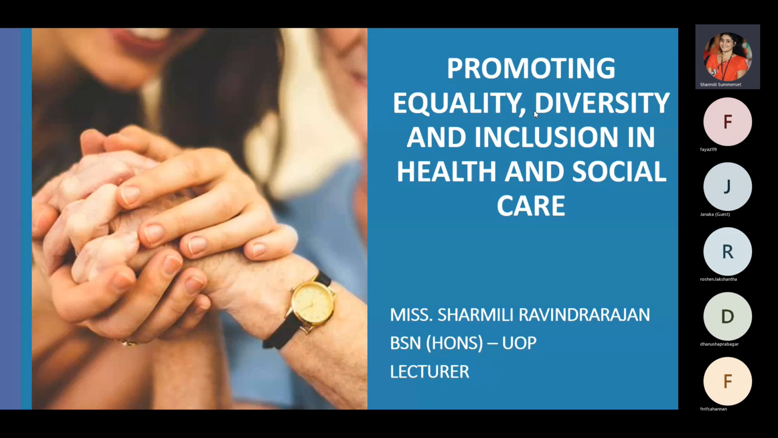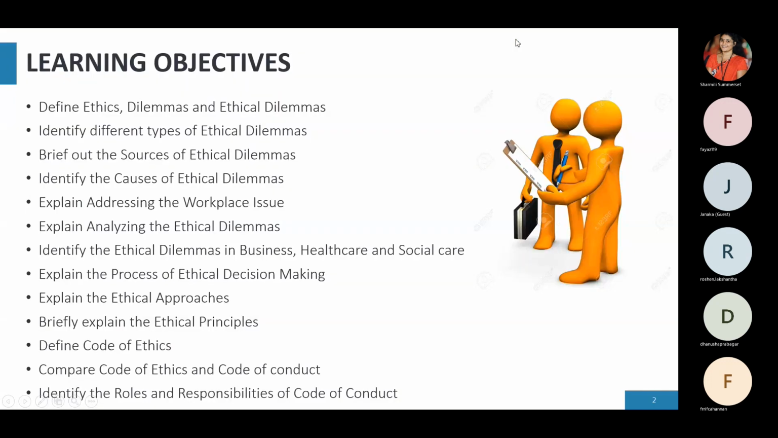Regarding today's session under the module promoting equality, diversity and inclusion in social and healthcare, these are our learning objectives. Don't worry about these lengthy learning objectives; each and every one is describing simple information. Today's session is mainly focusing on the term ethical dilemmas.